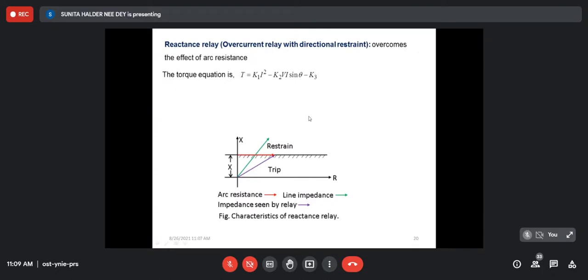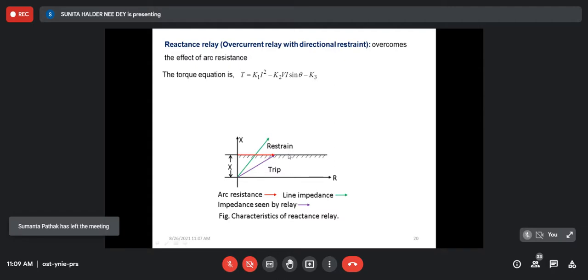Next is reactance relay. Reactance relay overcomes the effect of arc resistance. If the relay is not sensing any resistance, it is only sensing the reactance, then obviously it will be insensitive to the arc resistance. So actually, it senses only the reactance of the system. If reactance is below some value, then it will trip, otherwise not. So whatever be the arc resistance, that is meaningless for this type of relay. So reactance relay is useful when the arcing fault is very prominent.